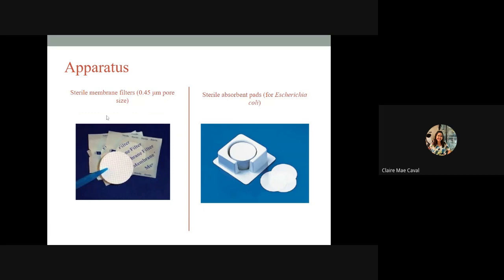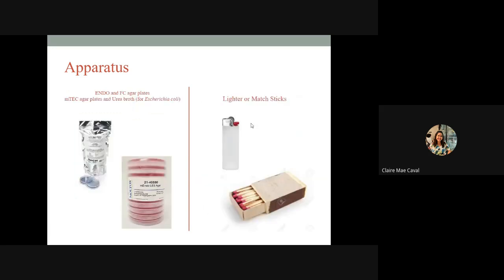This is not an ordinary filter. These are sterile membrane filters, and then sterile absorbent pads. This is for your E. coli detection. Remember class, the sterile absorbent pads are for E. coli detection. Then, of course, the culture media: Indo agar for total coliform and fecal FC agar for fecal coliforms, and then MTEC agar for Escherichia coli detection, and also your urea broth for E. coli verification. Of course, you will need a lighter or matchsticks.